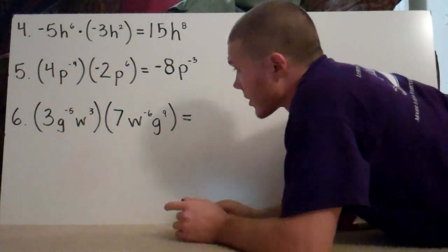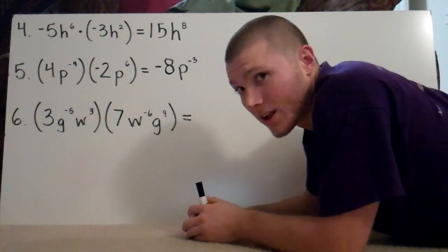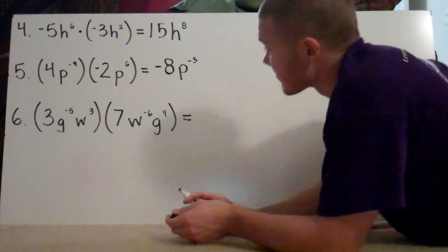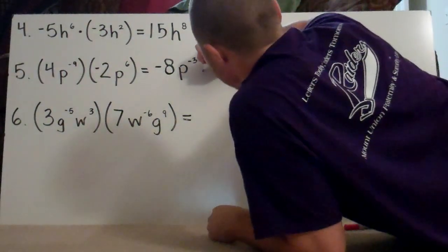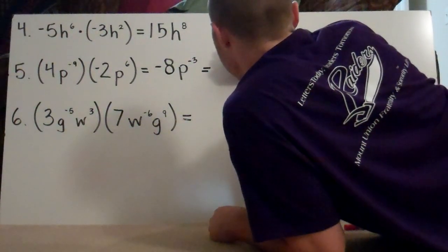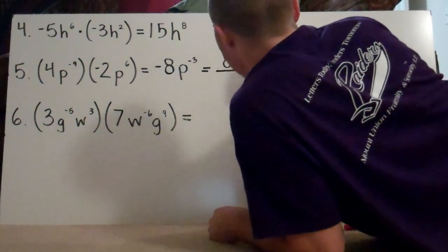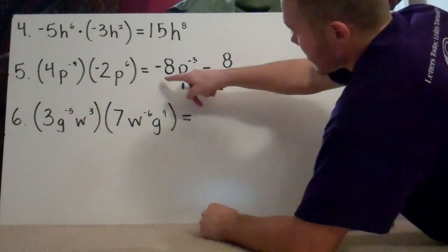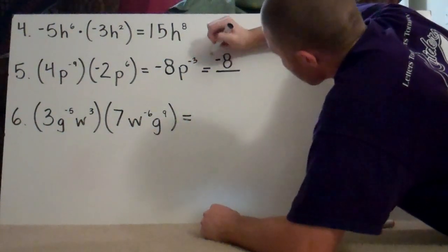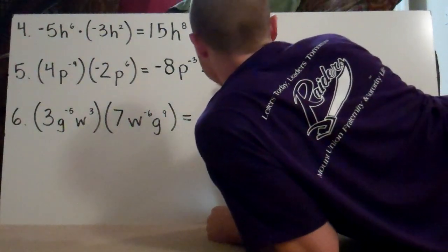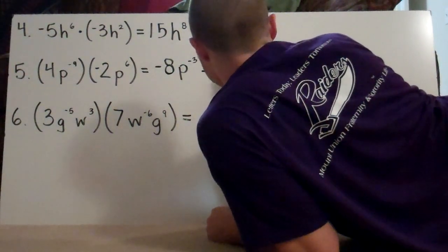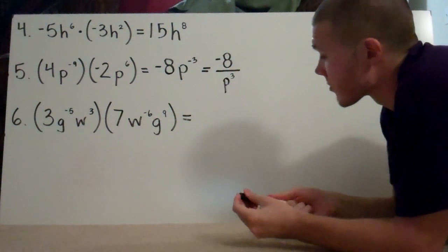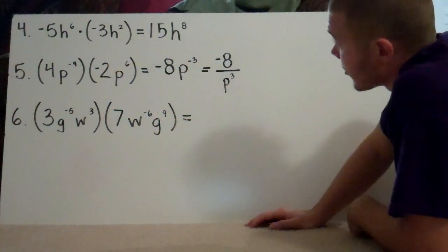But you never want to leave your answer with a negative exponent. So we want to turn that into a positive exponent, which means we have to do this. That 8 will stay on top, but that p to the negative 3rd, we want to make it positive, which means we're going to put it underneath whatever else there is. So this will be p to the 3rd. And that's all you had to do.